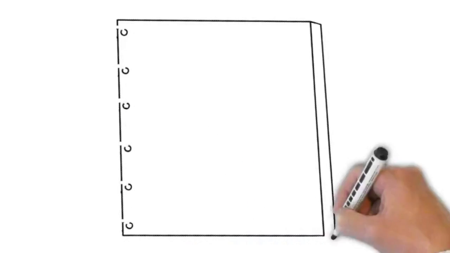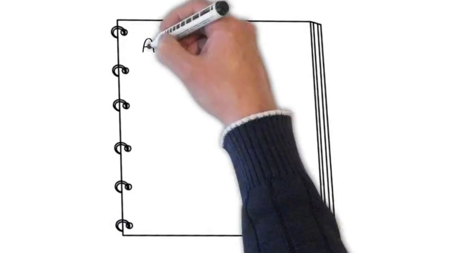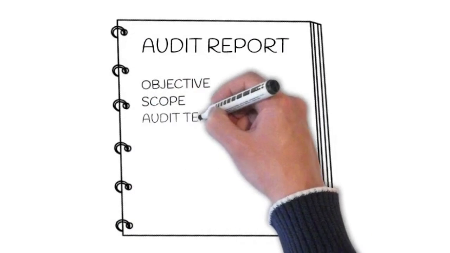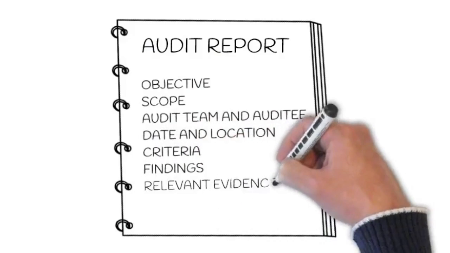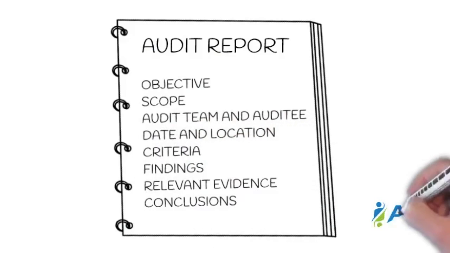Completeness of the audit report shall observe the following: objective, scope, audit team and auditee, date and location of audit, criteria, audit findings, and relevant evidence and audit conclusions.